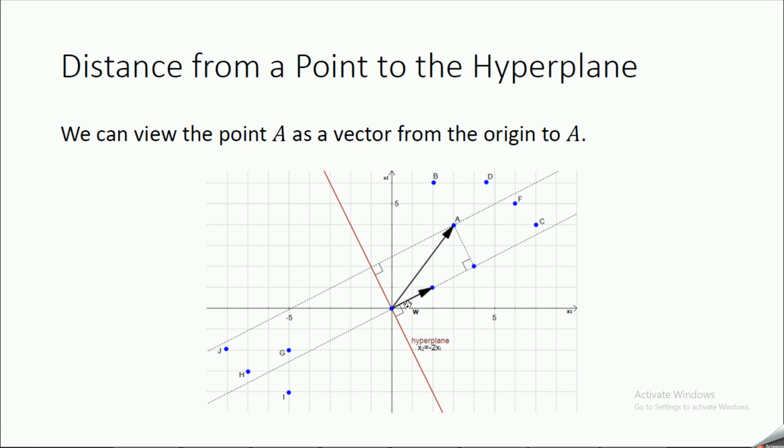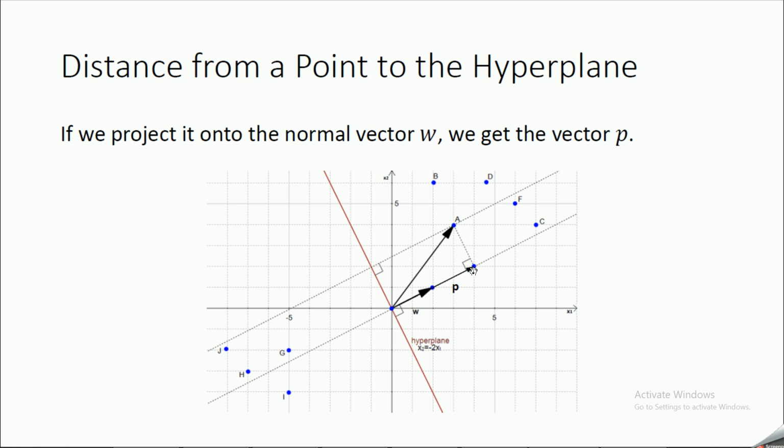From the origin to A, and we can draw normal. So it is basically normal to your W. So if we project it onto the normal vector, what will happen? We are getting this vector P. I hope you have understood this.